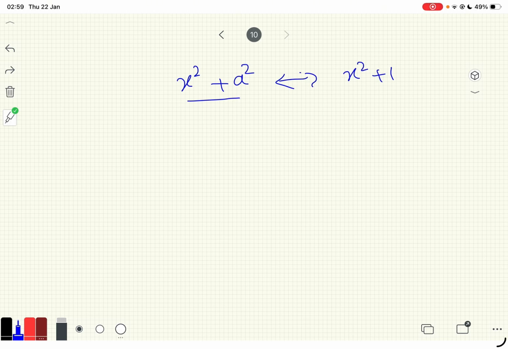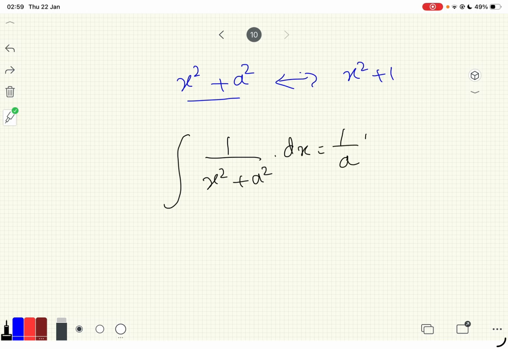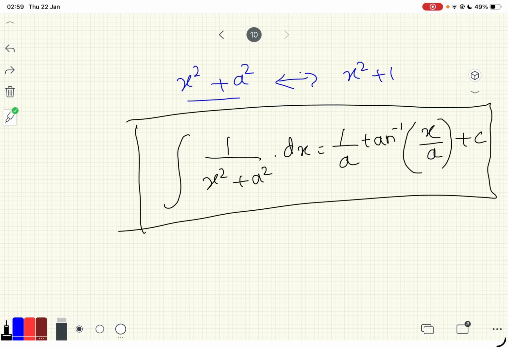So the key result, let me write the key result: the integral of 1 over x squared plus a squared dx is equal to 1 over a tan inverse x over a plus c.